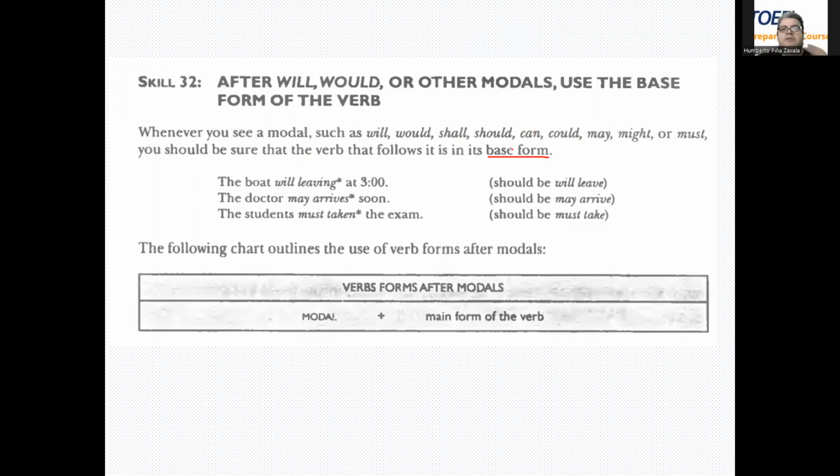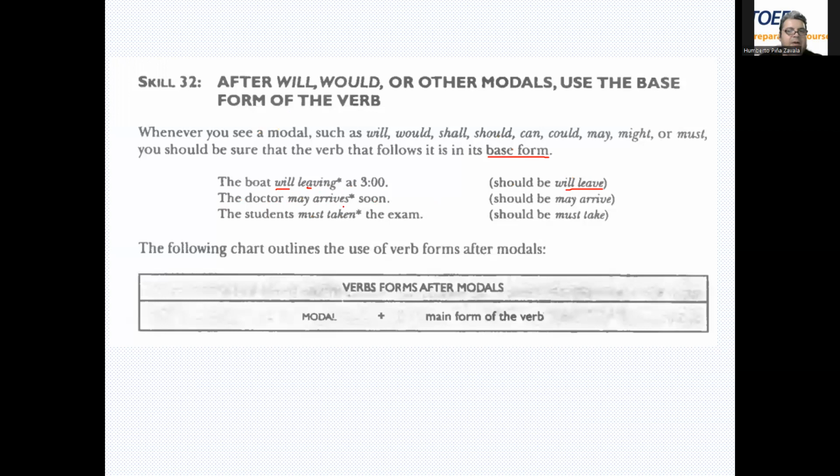What is the base form? It's the form that you get in between parentheses every time you have an exam. You say, take this verb and write it in the past tense. What's inside the parentheses is the base form. Okay. So here it says the boat will leaving. Right after the modal will, we need the base form. So it's will leave. In the future, will leave.